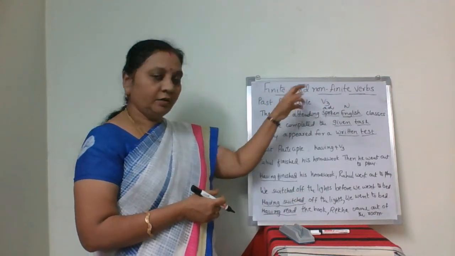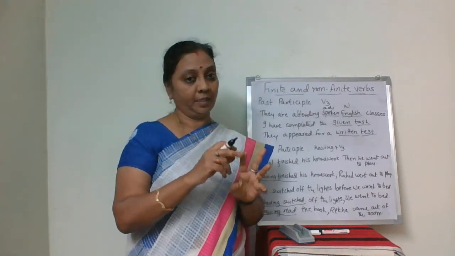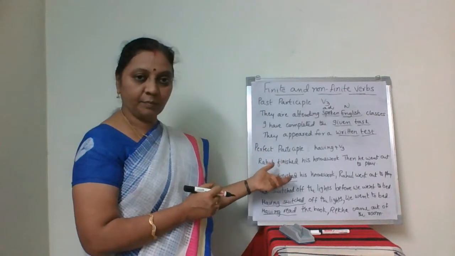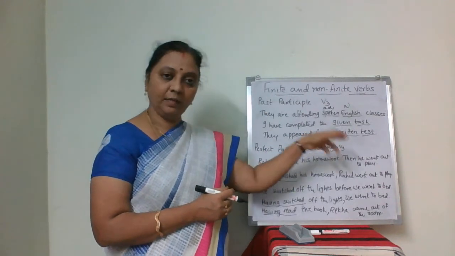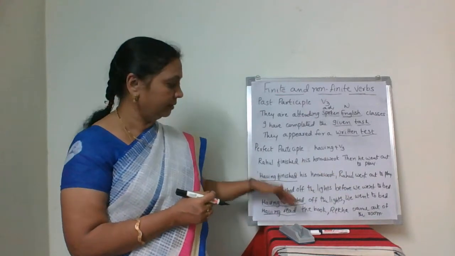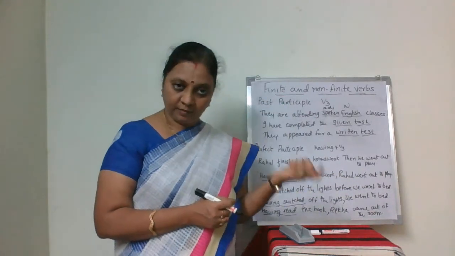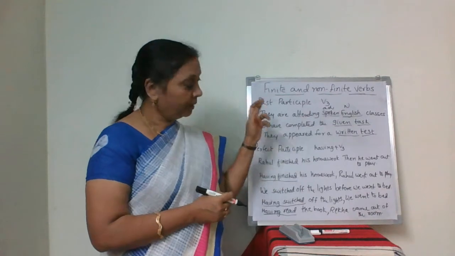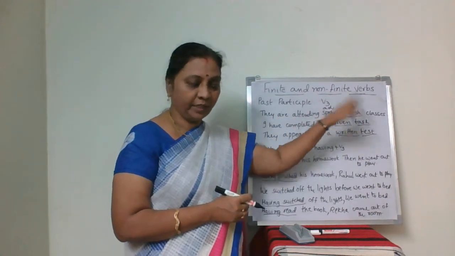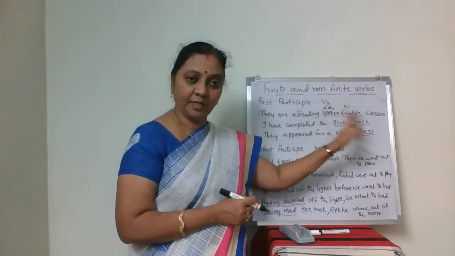And non-finite verbs are three types: participles, infinitives, and gerunds. And we discussed participles like present participle, ing forms, and their usage is an adjective. Okay, isn't it? Like past participle, that is V3 form. Again, their usage also is adjective only. Spoken English classes, given task, written test.